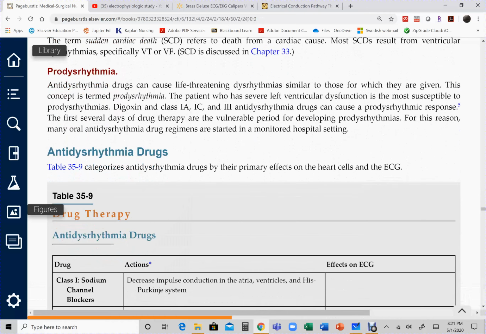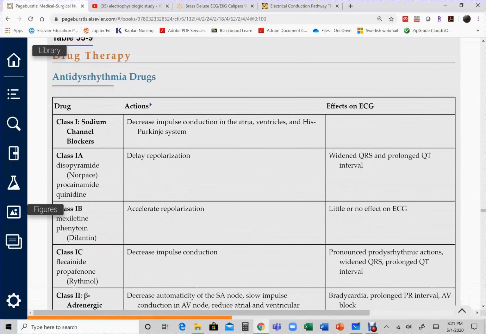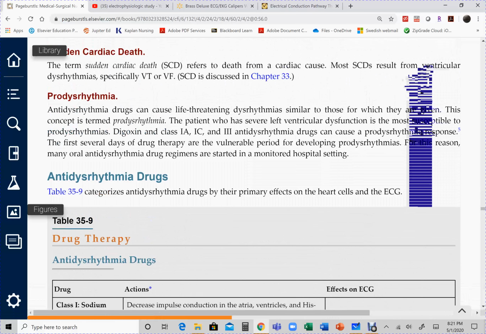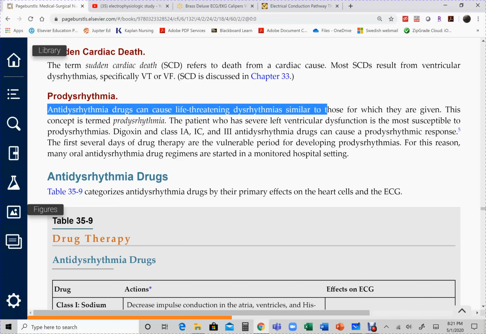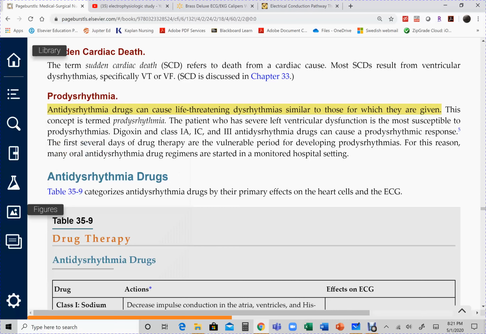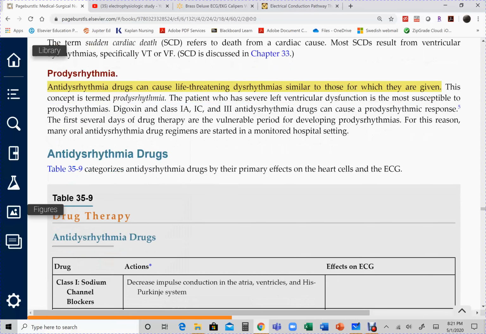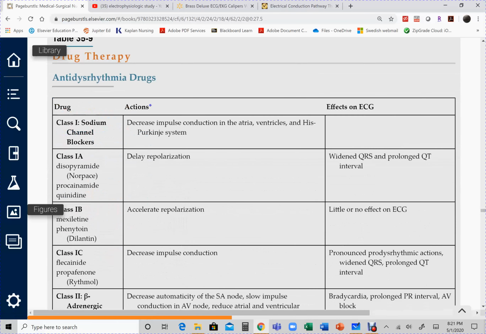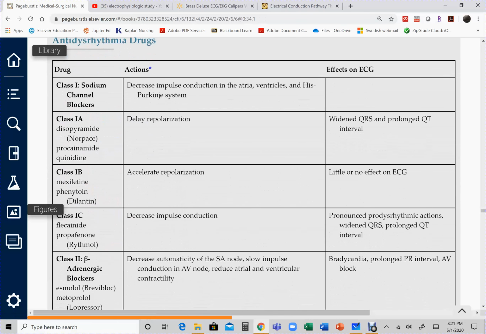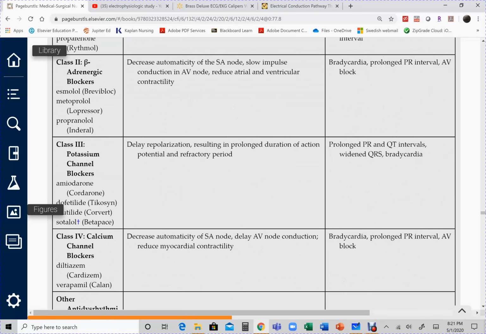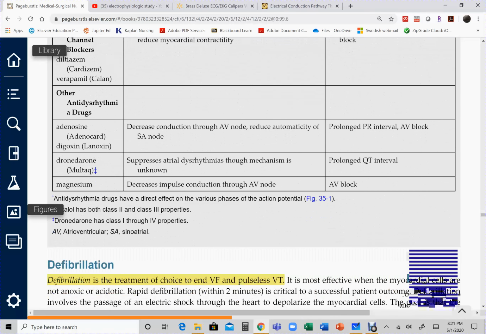Your cardiac drugs. Oh, here they are. Here we are. Table 35-9. This means that anti-dysrhythmia drugs can cause life-threatening dysrhythmias similar to those for which they were given. Okay, my number one pet peeve here is amiodarone. Just based on my personal experience, I've never had a patient who received amiodarone that did not have another dysrhythmia. Always, okay, in my experience.